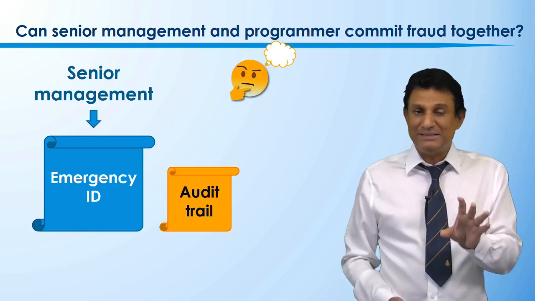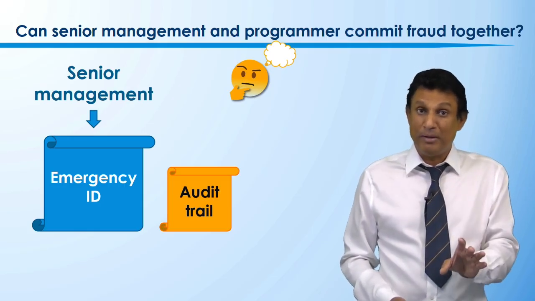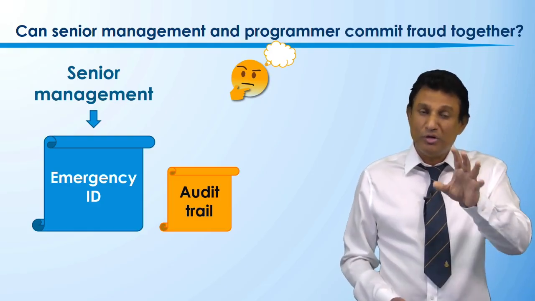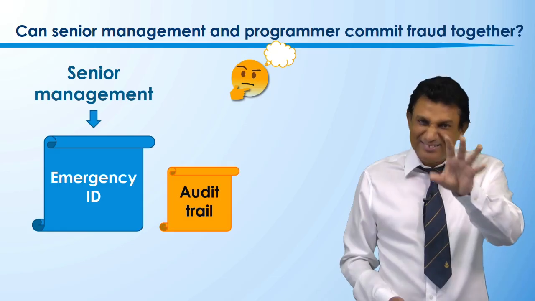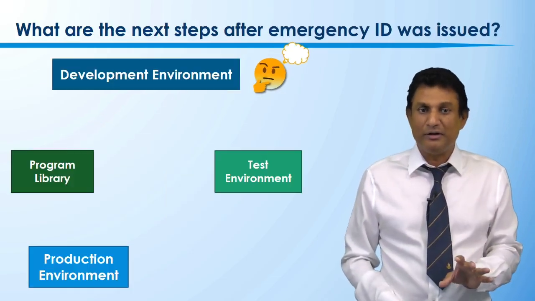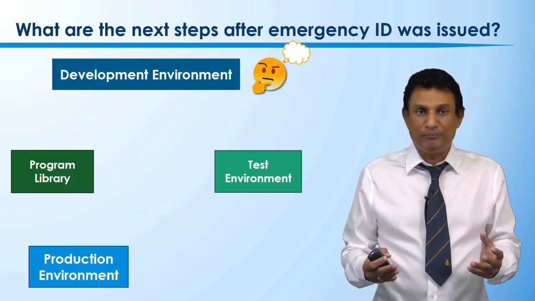So audit trail, we call it a detective control, remember? We have a preventive control, detective control, and corrective control. Audit trail is a detective control, so we can detect whatever fraud happens, in any case. Okay, right.